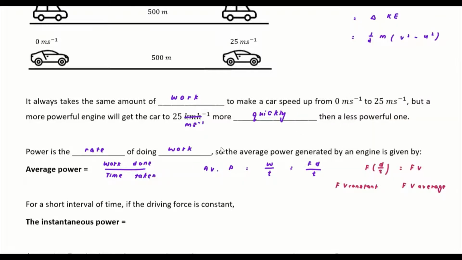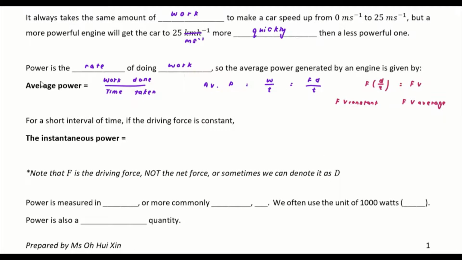Okay, so now let's move on to the second part. The first part was for finding the average power. But how are we going to find the instantaneous power? It's the same thing. We know that power is found by using F times D over T. In this case, we are talking about a short interval of time, so the time has a very small change. If you recall from what you learned in P3, we know the small change of D with respect to T.